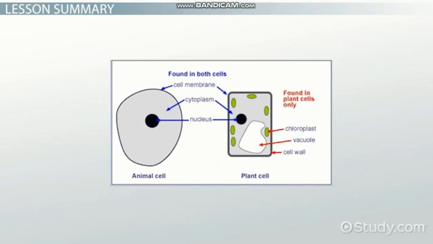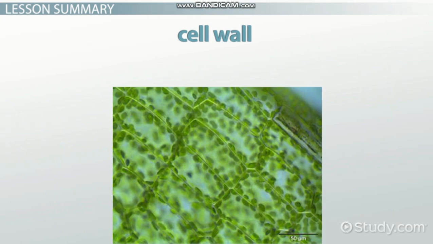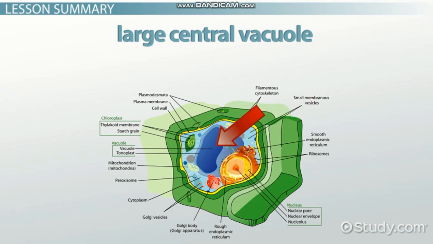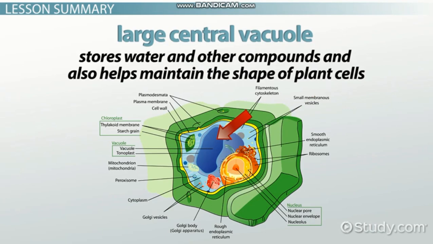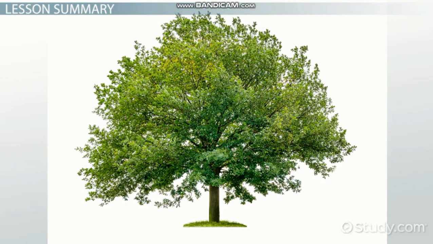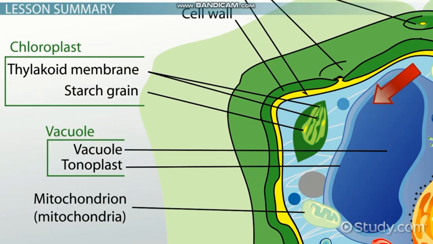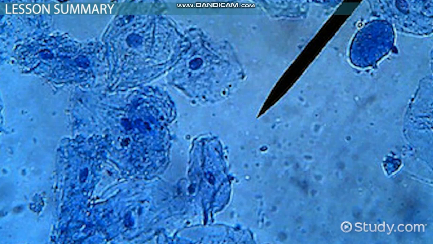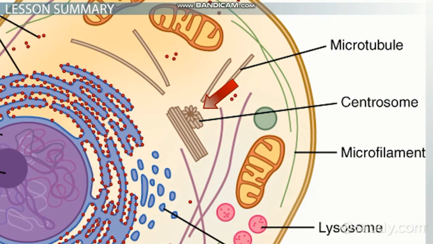Plant and animal cells, while sharing many of the same basic structures, do have some important differences. The cell walls that surround plant cells provide rigidity and support, allowing plants to stand upright. The large central vacuole stores water and other compounds, and also helps maintain the shape of plant cells. Plants are anchored in place and must make their own food, so plant cells can do this with the help of chloroplasts. In contrast, animal cells do not have the regular rigid structure of plant cells. They don't have chloroplasts, so animals have to find ways to take in food. Animal cells contain centrosomes with centrioles that function during cell division, and these are not present in plant cells.